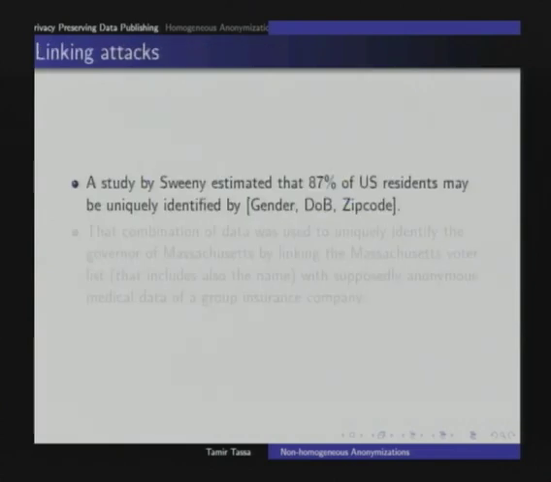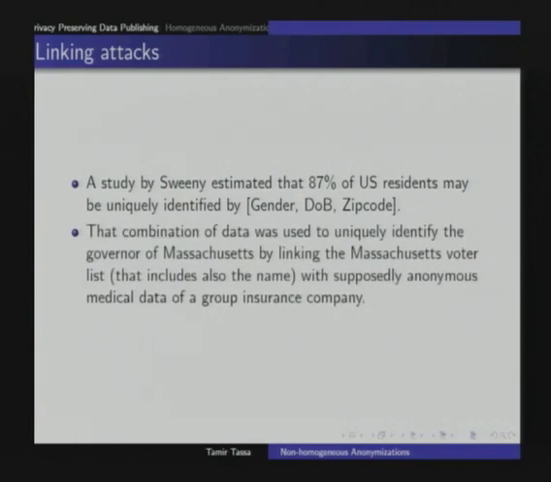So a study by Latanya Sweeney from about 10 years ago estimated that about 87% of the US residents may be uniquely identified by the combination of three quasi-identifiers: gender, date of birth, which includes also the year, not just the month and day, and a zip code.